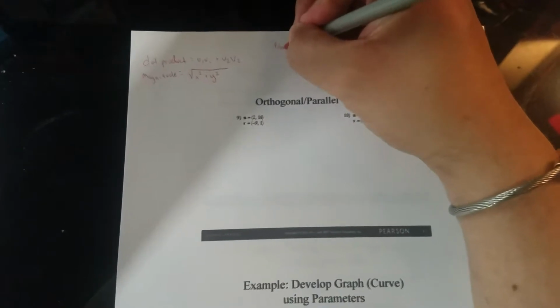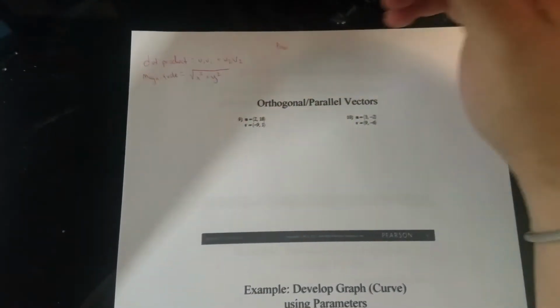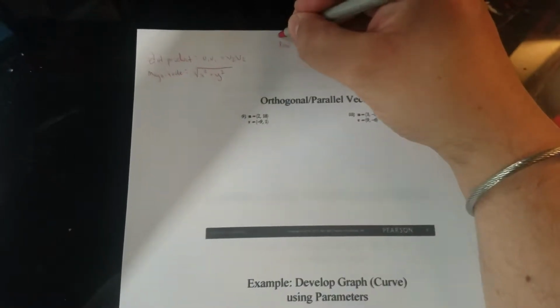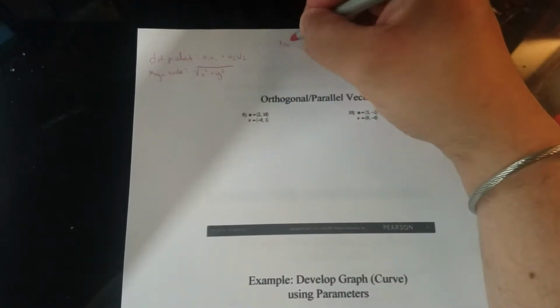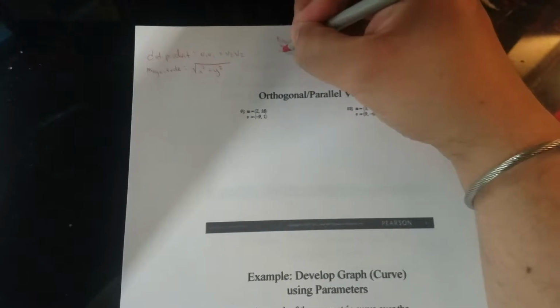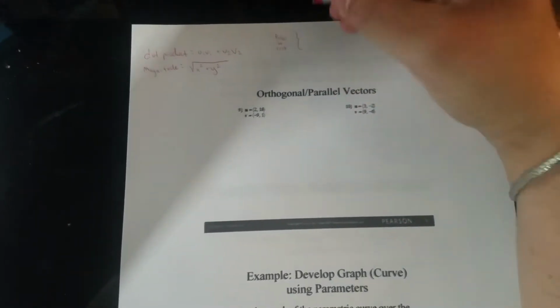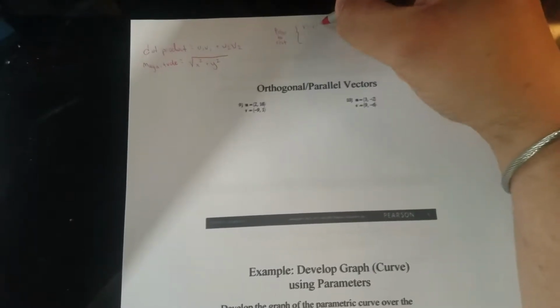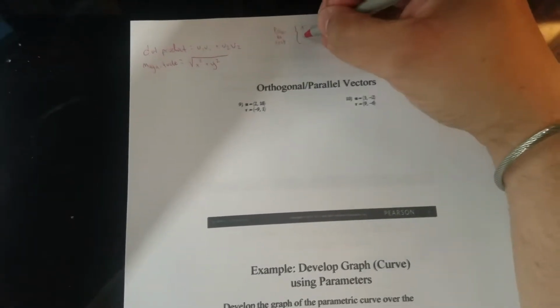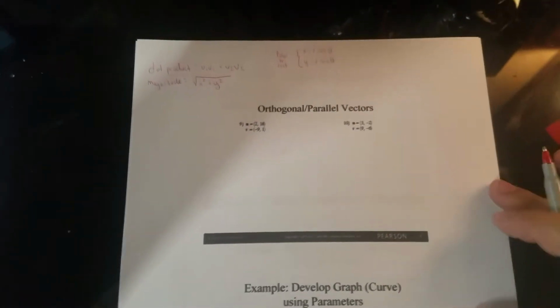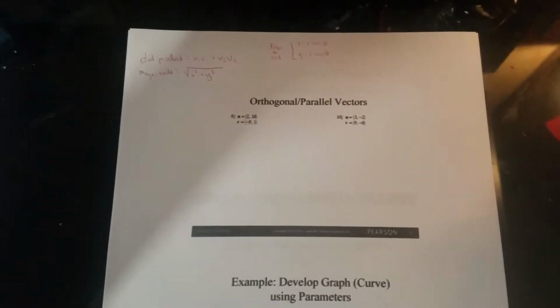For polar coordinates, guys, you need to know if I'm going from polar to rectangular. Okay, you need these equations, both of these. X is equal to r cosine theta. Y is equal to r sine theta. Okay, so you do need to remember those.